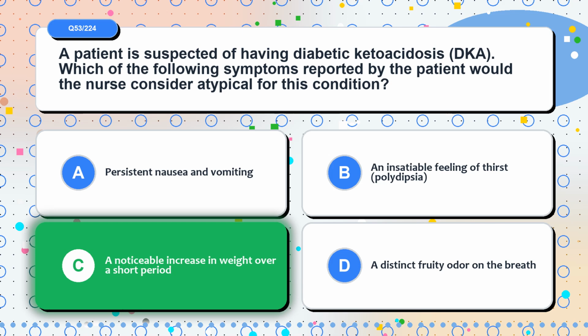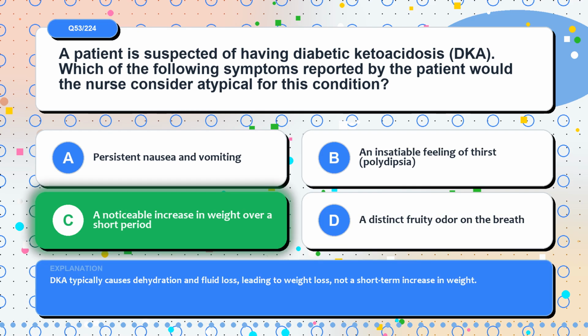The correct answer is option C, a noticeable increase in weight over a short period. DKA typically causes dehydration and fluid loss, leading to weight loss, not a short-term increase in weight.